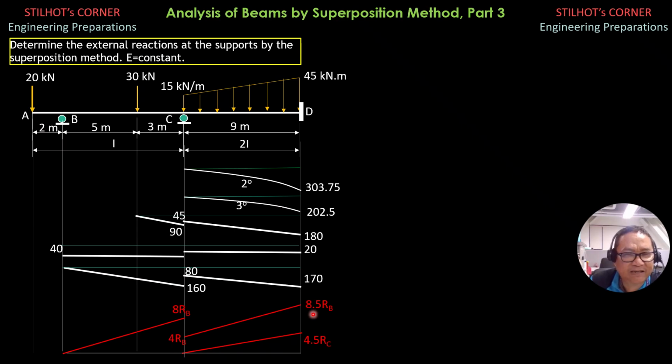First, EI delta C due to the reaction, so we only consider these moments at this wall. It consists of moment 4.5 first degree. So EI delta C due to the load is 303.75 times 9 squared divided by second degree plus 2 for the deflection at C. Then this one, 202.5 times 9 squared divided by third degree plus 2.